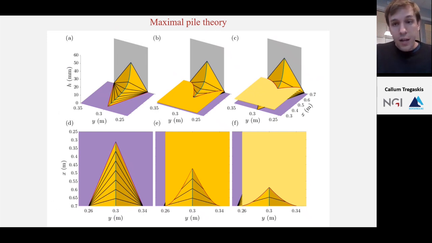And the last part of that study was to look at how this pile actually forms and whether we can use other techniques from mathematics to describe that. So there's an idea of what is the maximal pile that can be built up against an obstacle. And this is important because we can compute what the maximal pile should be.